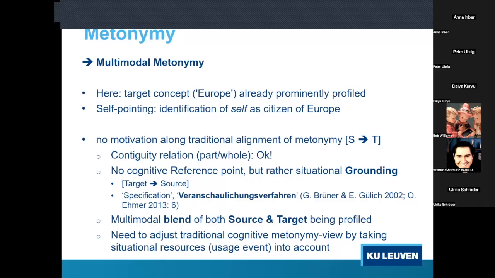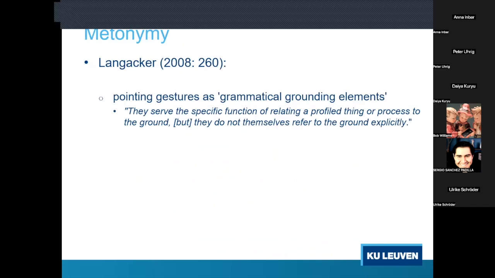Okay, and this hooks up with what Ladewig says in 2008 when he says pointing gestures are some sort of grammatical grounding elements. And grounding elements serve the specific function of relating a profiled thing, Europe in this case, or a process to the ground, the communicative ground: speaker, hearer, the situation in which an utterance is being made. That's the so-called communicative ground, without referring to the ground explicitly.